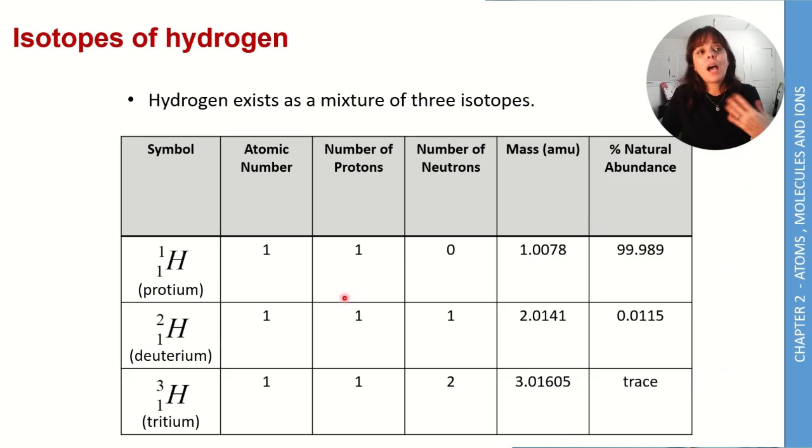So the hydrogen that we use a lot, even to form water, is this one. And 99.989% of the hydrogen that we're going to find in nature is this one. Okay, deuterium we normally represent by D.